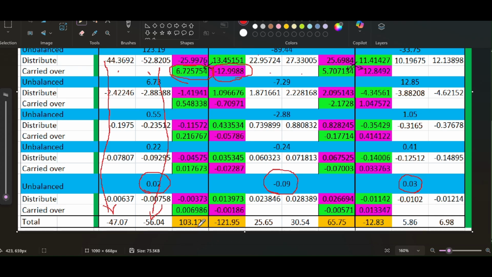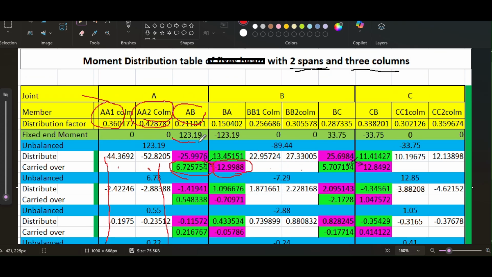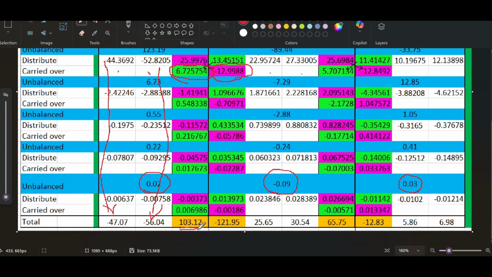For the beam bending moment also, the actual bending moment working will be 103.12 only. Actually, the theoretical moment is this much. This is not actually acting on the beam. This is the final bending moment we are finding in the column and beam.